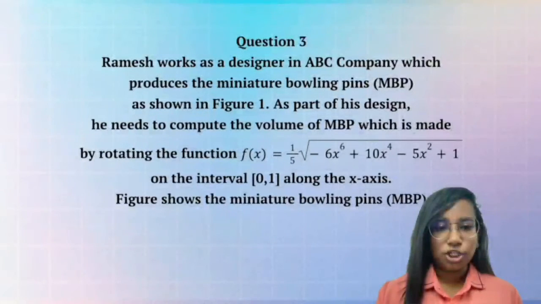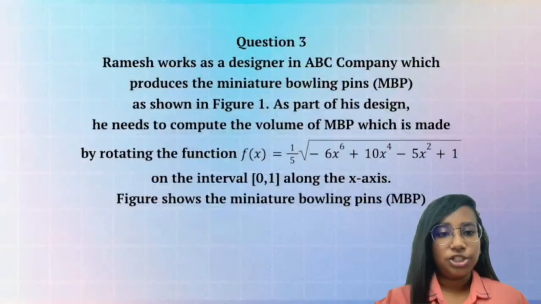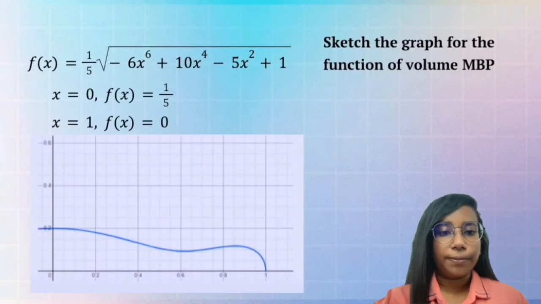The figure shows the miniature bowling pins. Next, the graph for the function of the volume of MBP. I use the equation from above, which is 1/5 square root of negative 6x to the power 6 plus 10x to the power 4 minus 5x squared plus 1. We can either use the formula y equals mx plus c to sketch this graph, or we can use a simpler method, which is just to substitute the value of x.